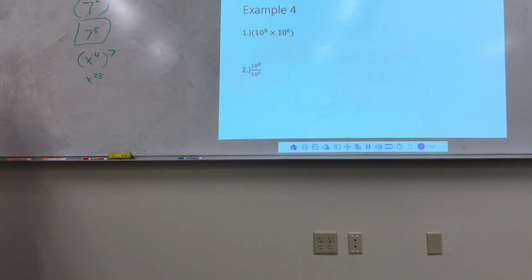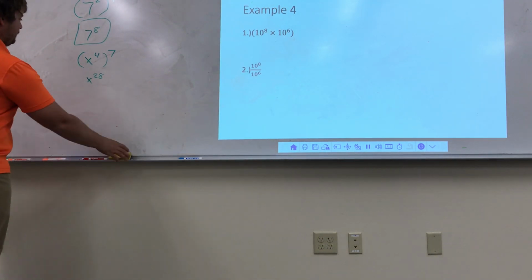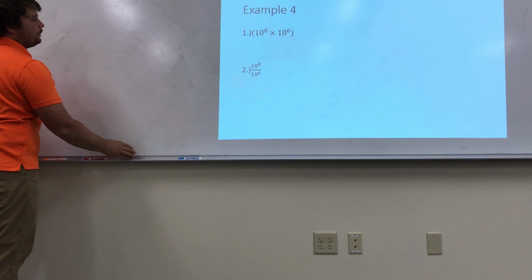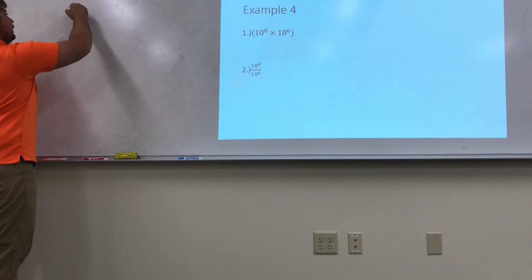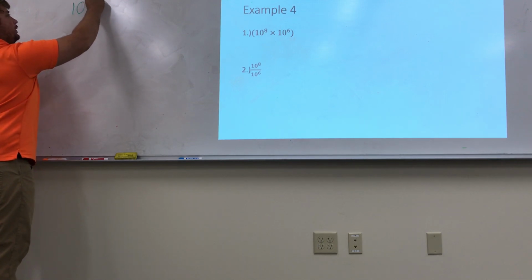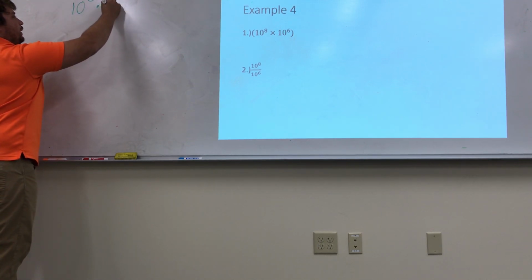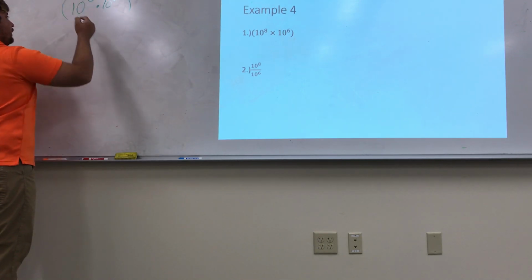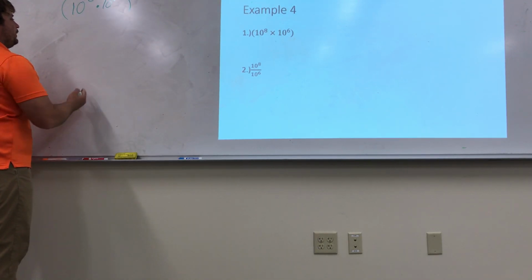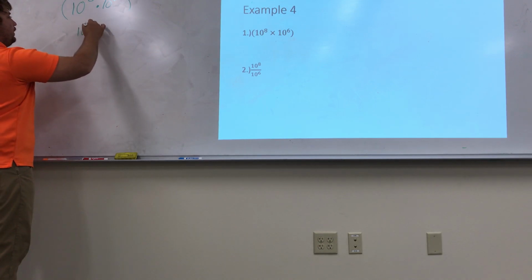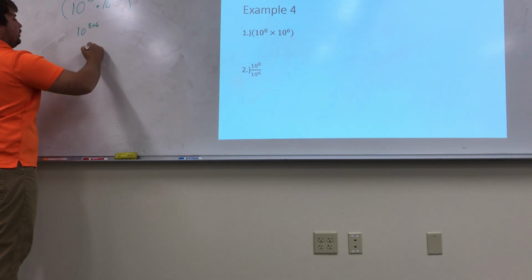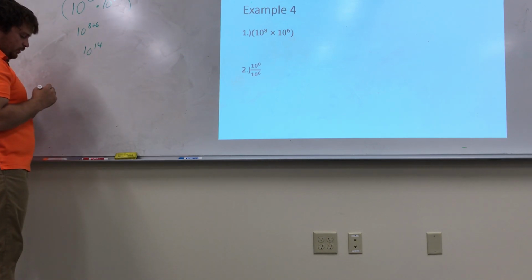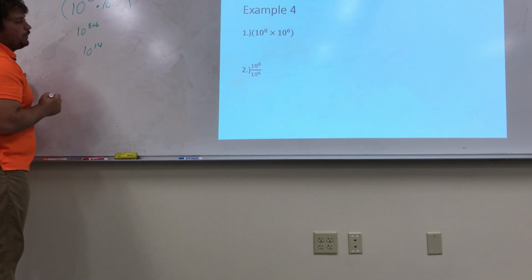Now we're working with the power of 10, or base 10, I guess it's called. So we have 10 to the 8th times 10 to the 6th. When we're multiplying like this, we add our exponents because our bases are alike. So we have 10 to the 8th plus 6, which is 10 to the 14th. Scientific notation will teach you a lot about this too.